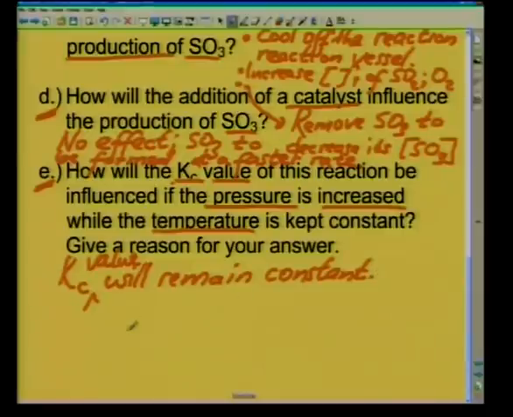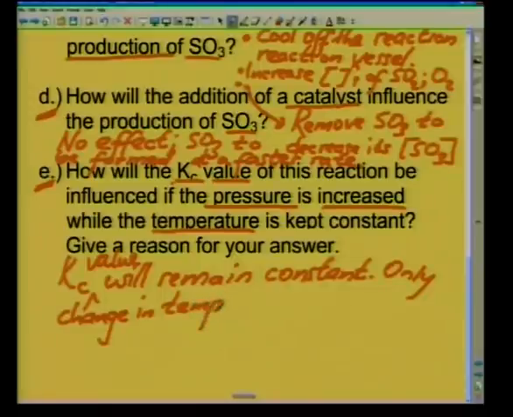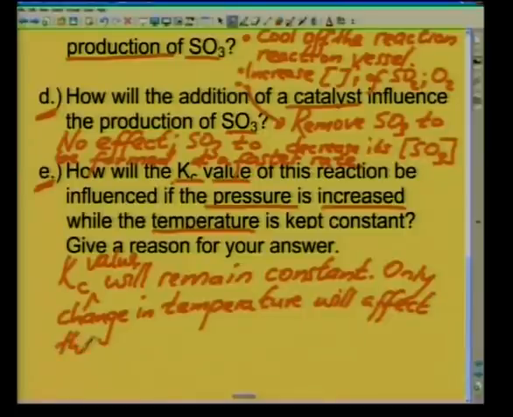Why? Because only change in temperature will affect the Kc value. So only that will affect the Kc value, but if you change pressure or concentration, you're not going to change the Kc value. Now, that brings us to the end of this lesson.